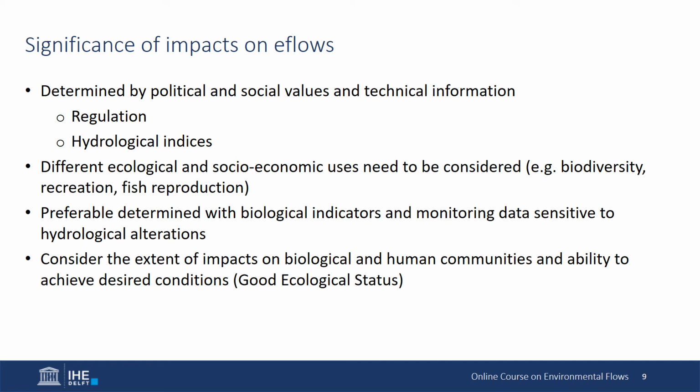The information will tell the extent of impacts on biological and human communities. The values of the indicators should be translated into the ability to achieve desired conditions for rivers once a project is implemented, and also the effect that changes in flows will have on other uses and the livelihood of people. For example, if the changes might increase the vulnerability of communities to drought or floods, it will affect their livelihood.